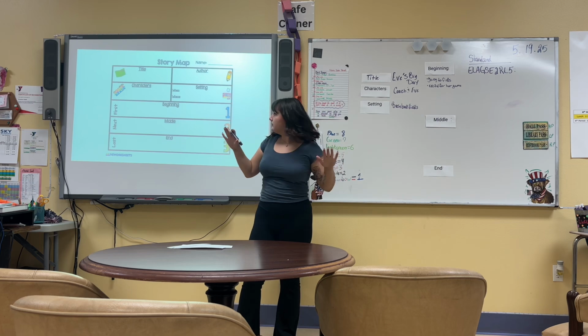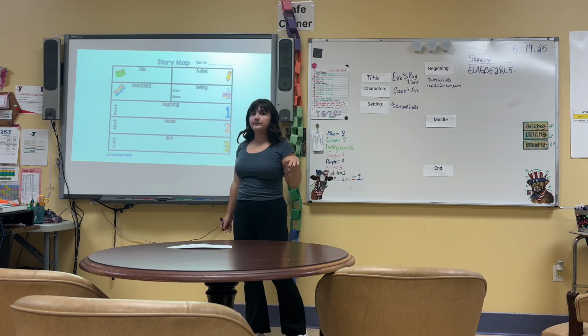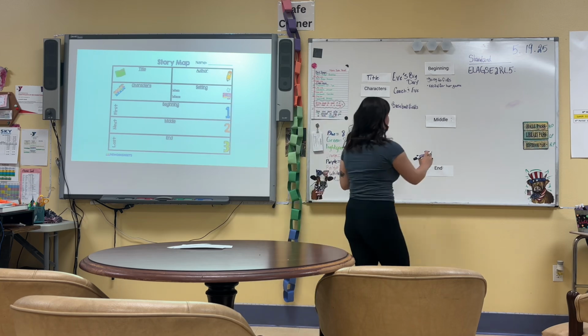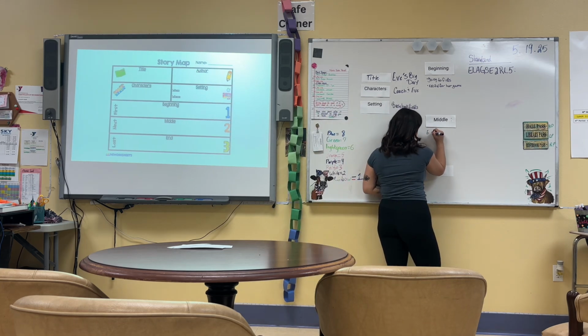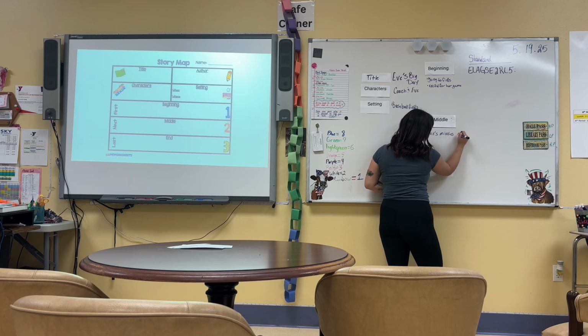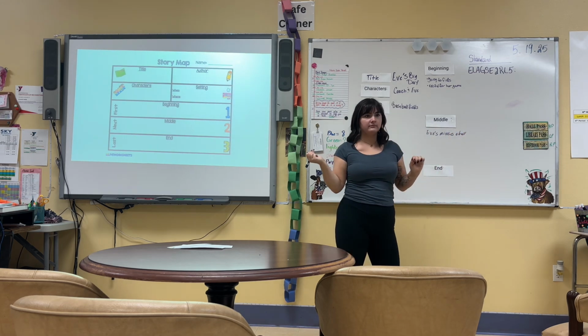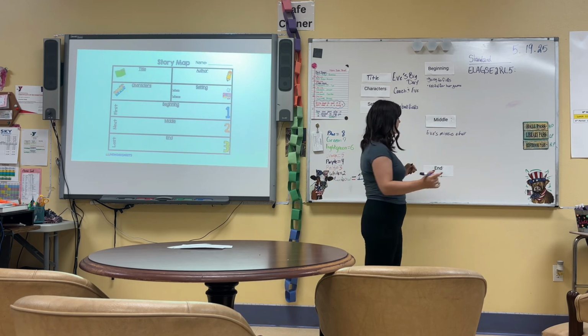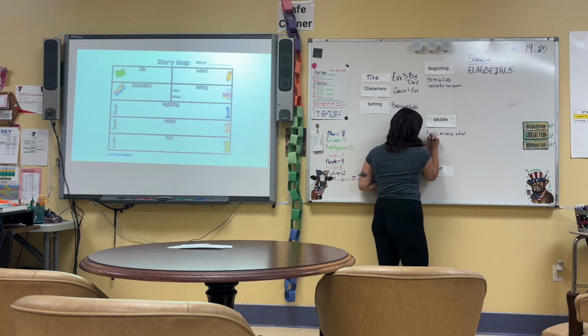What is our problem that is going on in the story? Right here? Yes. Eve misses a ball. And how does that make her feel? Right here? Yeah, it makes her feel like she's not good at the game. It makes her feel bad.